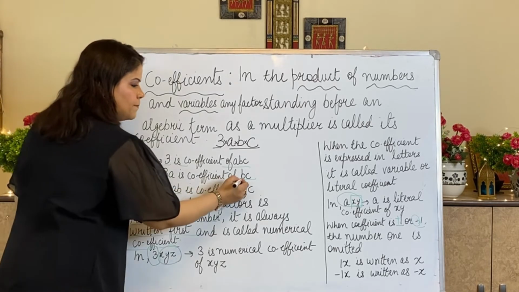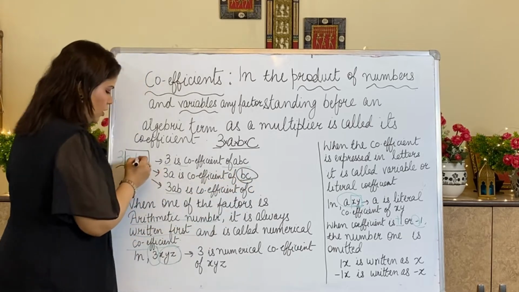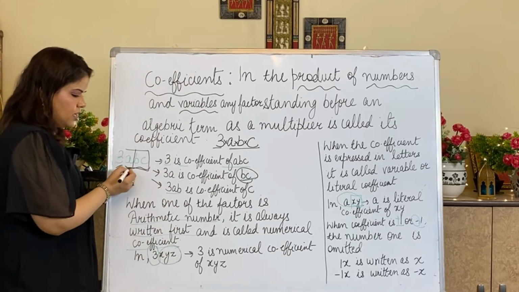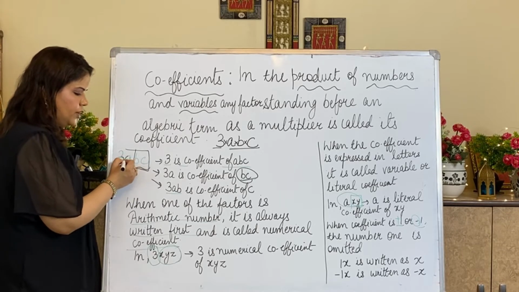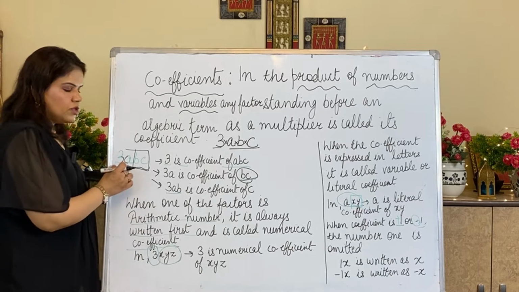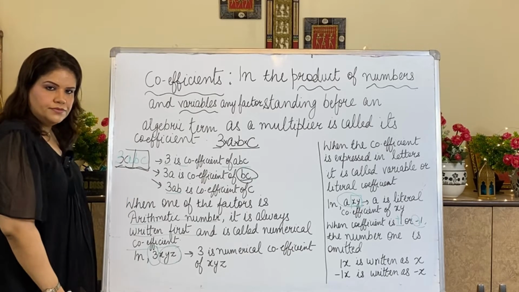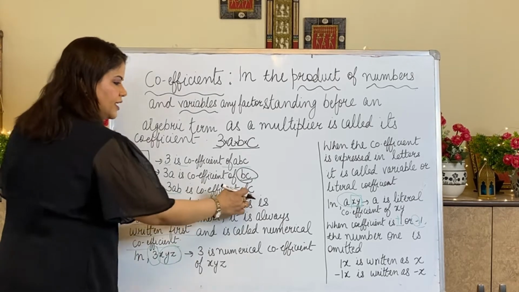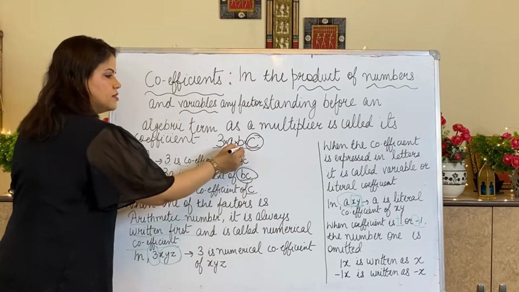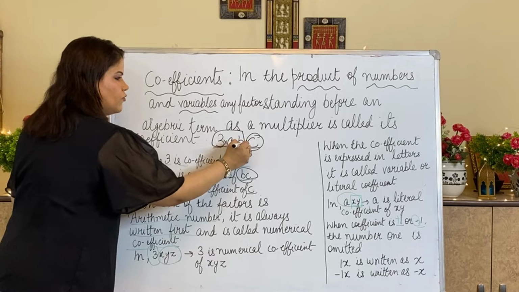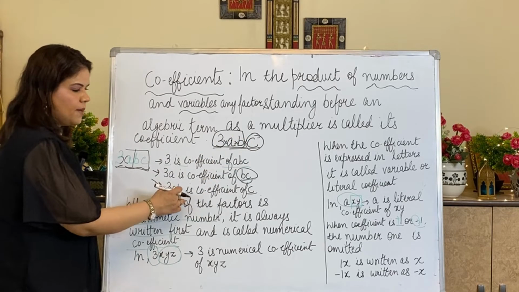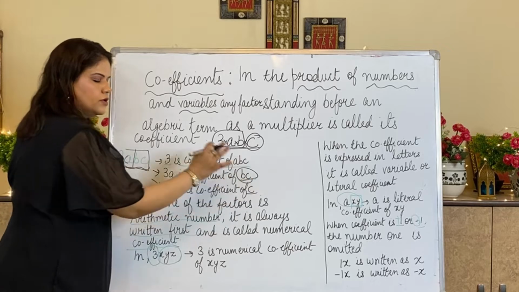If I take bc as an algebraic term, out of this I am taking only this part, then 3a is standing in front of it as a multiplier. So 3a will become its coefficient. If I take only c, then 3ab is standing before it as a multiplier. So 3ab will be the coefficient of c.